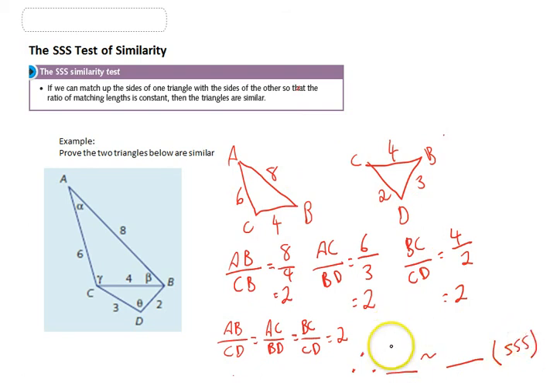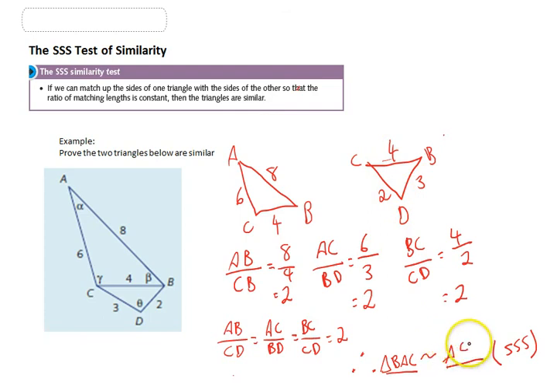Now just be careful that you write them in the order that they should be. Here's our biggest side, our second biggest side, and our smallest side. So I'm going to write this triangle as BAC. And then when you write this one, you want to do the same thing. So here's my biggest side, second biggest, smallest. So this one's going to be called triangle CBD.